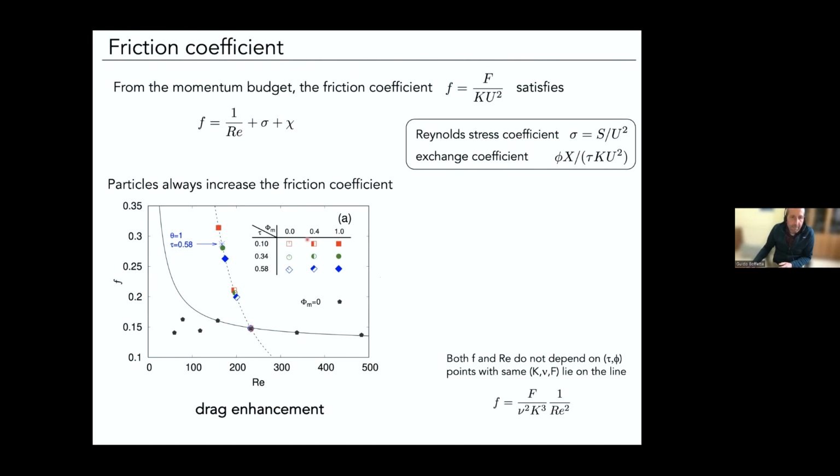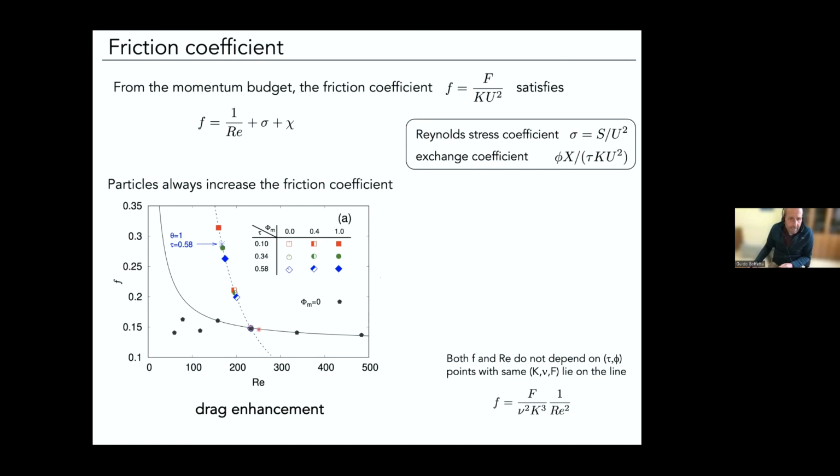But increasing the mass fraction, we have an increase of the friction coefficient. This increase, again consistently with what we have seen before, depends also on the Stokes time. It is reduced for larger Stokes time. But in any case, we observe that there is a drag enhancement. So the particles enhance the drag of the Kolmogorov flow because the friction is increased with respect to the Newtonian friction at the same Reynolds number.